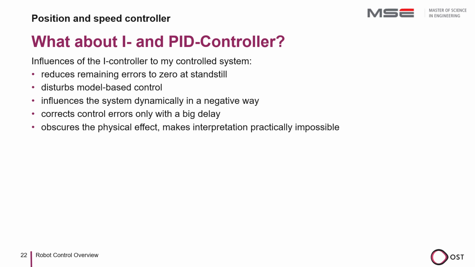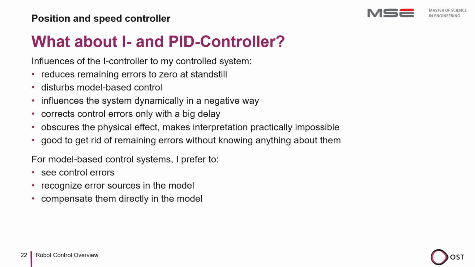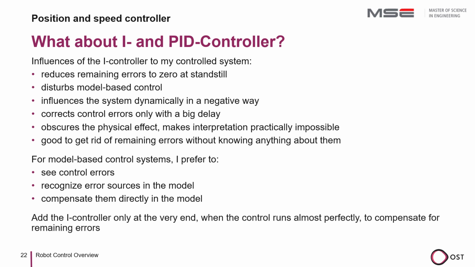In principle, the I controller is the sledgehammer method to get rid of remaining errors without knowing more about them and without having to care about the cause. For the design of model-based control systems, however, I prefer to see control errors, to recognize error sources in the model and to compensate them directly in the model. This is the reason why we add the I controller only at the very end, when the control runs almost perfectly, to compensate for remaining errors.